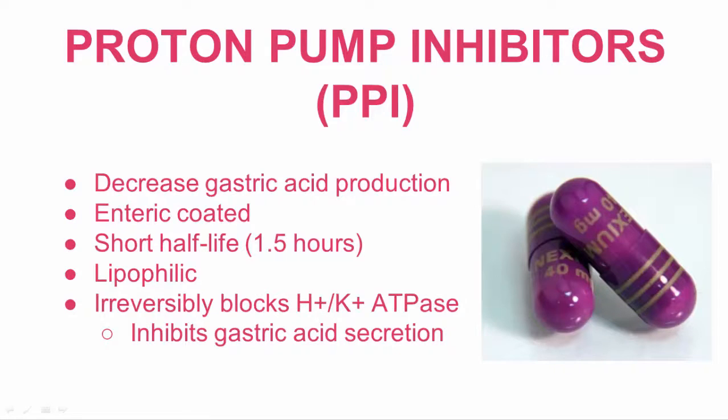Proton pumps are integral transmembrane proteins that actively transport hydrogen ions across the plasma membrane. Proton pumps that are located in parietal cells play an important role in gastric acid synthesis. Thus, the inhibition of the pump reduces the production of gastric acid.